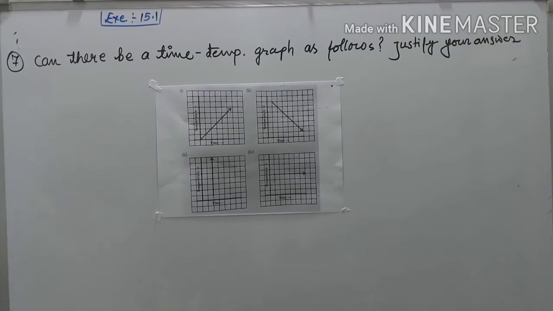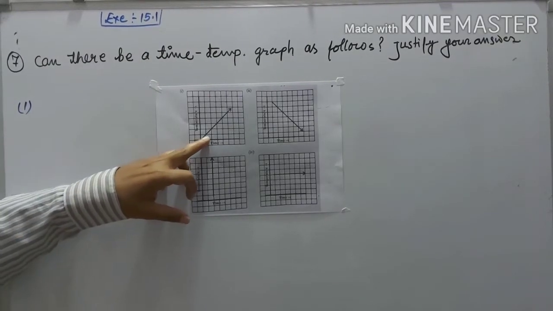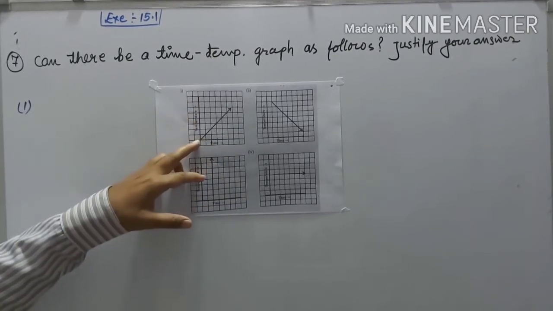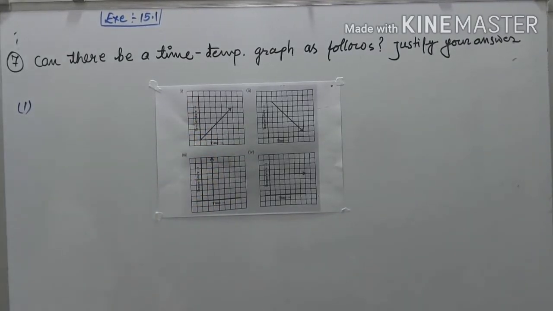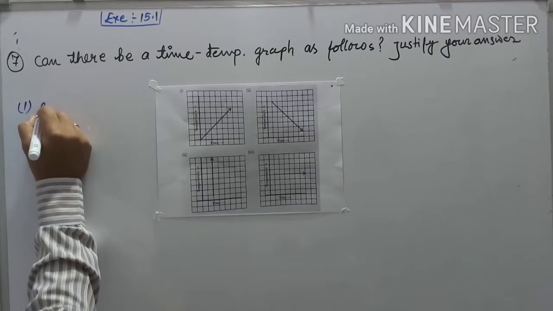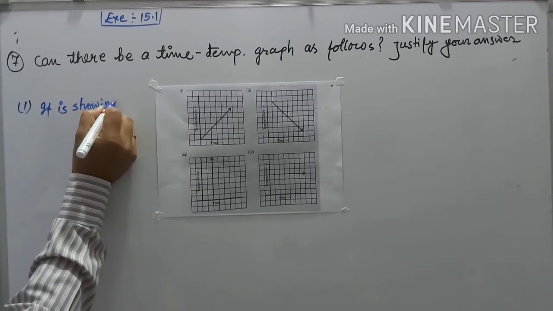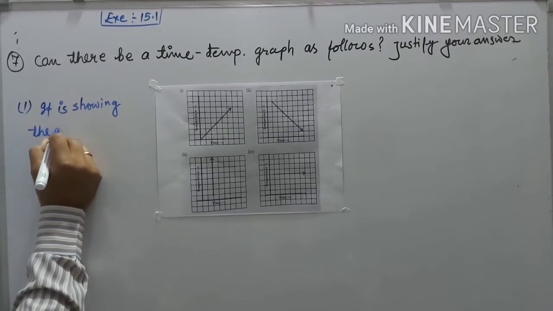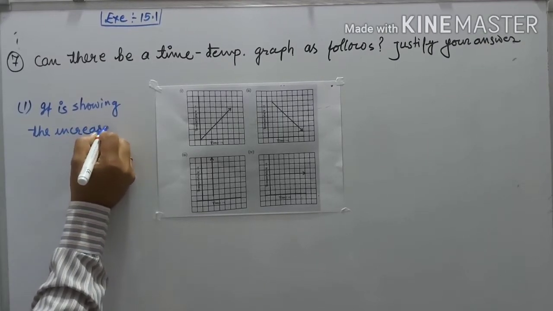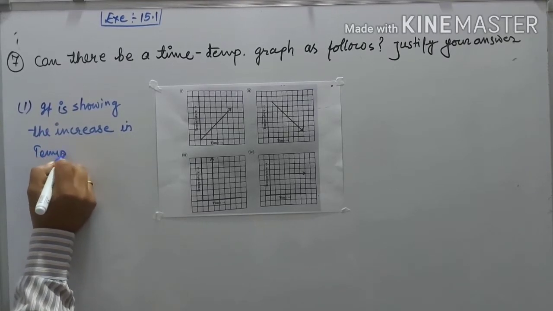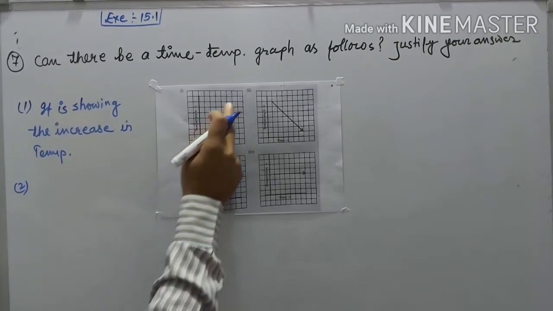Okay, now first answer. The first one is a line graph, a linear graph. Okay, time continuously increases and temperature continuously increases, so both quantities continuously increase. So you write it is showing the increase in temperature. Okay, temperature is increasing.